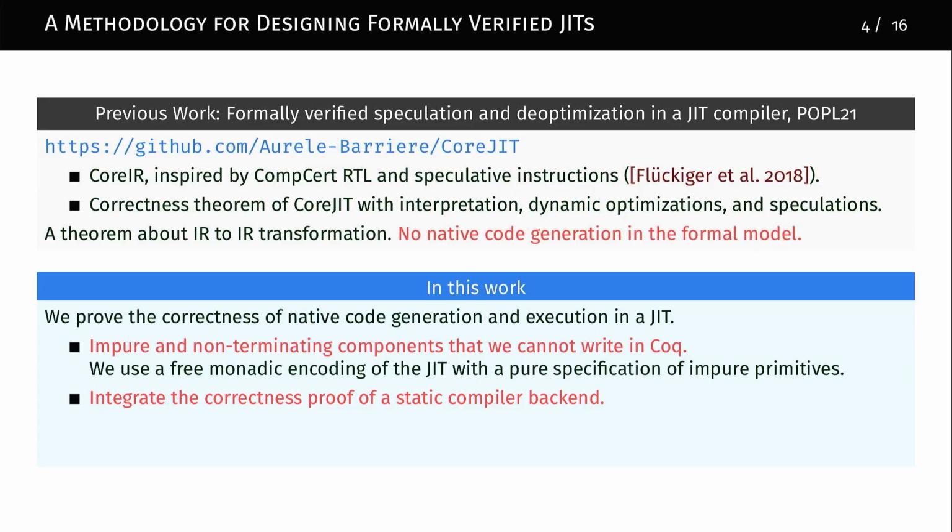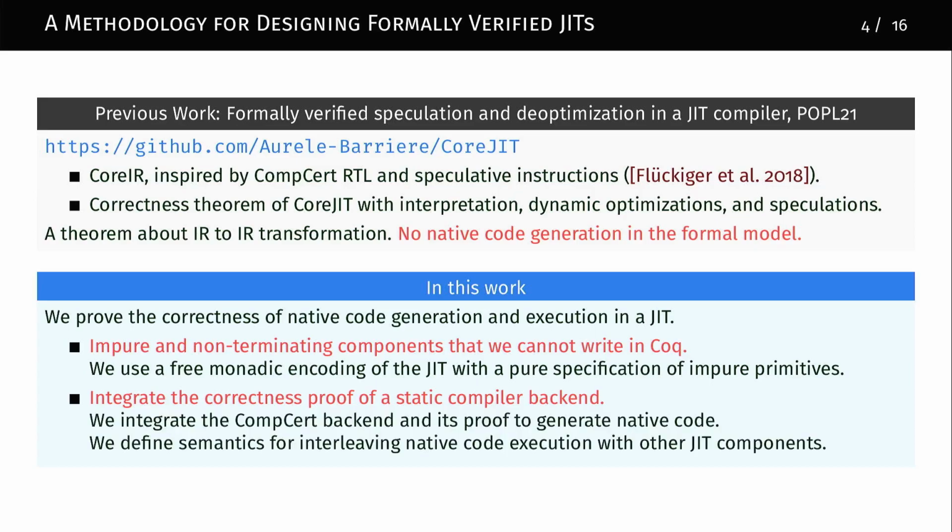Another issue is that we would like to reuse everything that we know about formally verified static compilation to generate native code. And so we have been able to integrate the CompCert backend to generate native code in a JIT, and also the proof of the backend to formally verify this generation. We have also defined semantics for interleaving the native code that is being dynamically generated with the other JIT components.